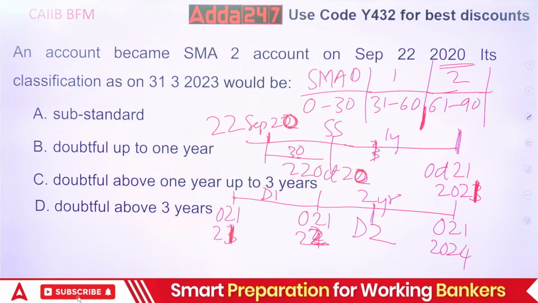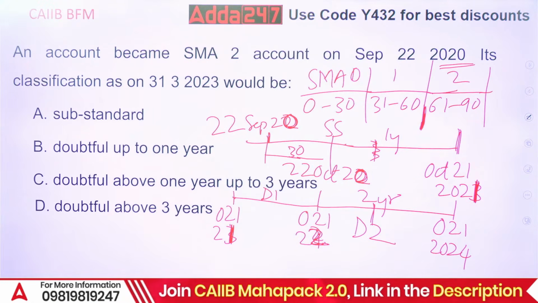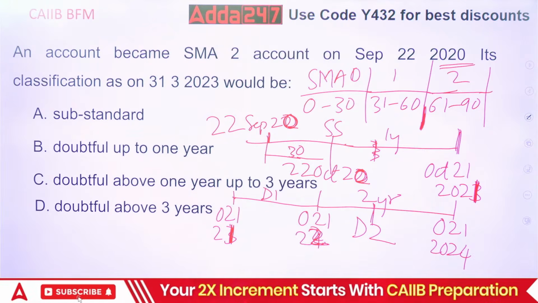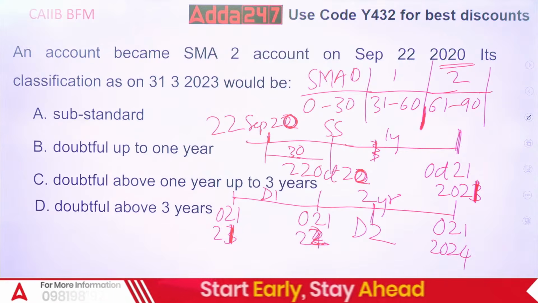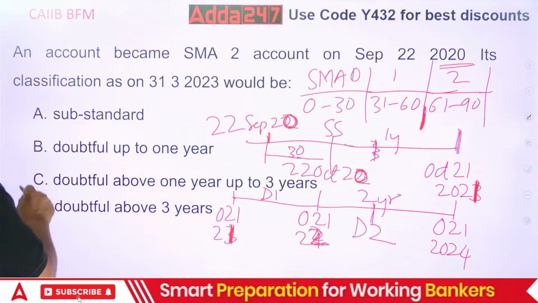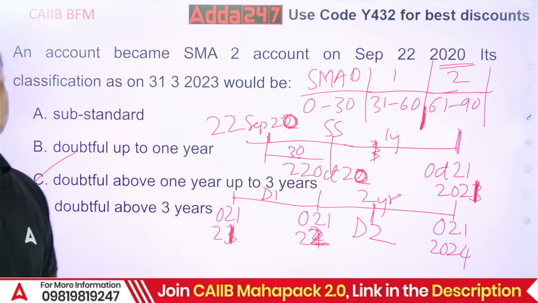These days I got confused. Day and year. Okay? So it will be in D2 category. Got it? Clear everyone? So the loan will be in doubtful above 1 year up to 3 years. So it will be in C category. C will be the answer. Got it everyone? Clear?